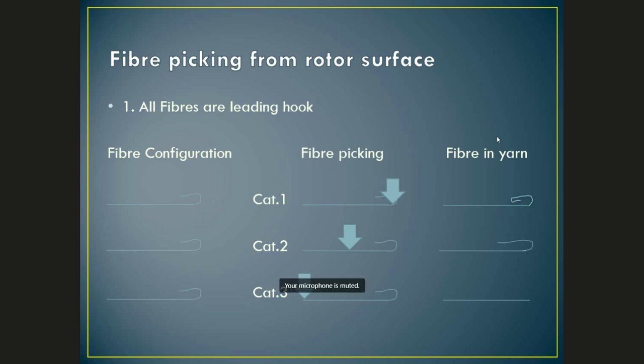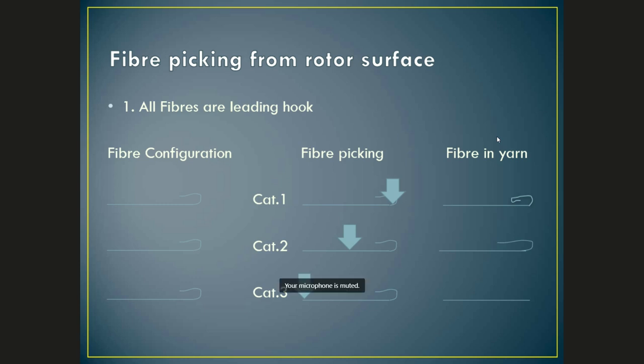In another situation, I'm again feeding fiber with a leading hook. So what is my category 2? Part of the fiber is in the transport tube and part of the fiber is on the rotor surface. It is going to be picked from here. So again, it is going to form a leading hook, but that hook extent will increase. Now, the third category: this fiber is fully embedded on the rotor surface and is being picked from here. So what is happening?